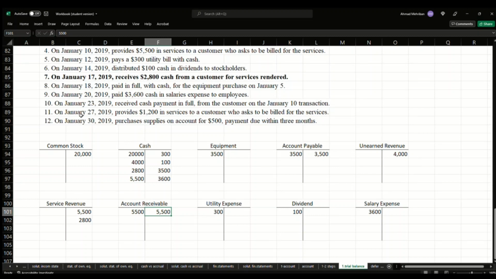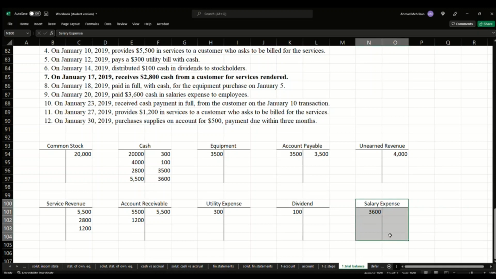And then we have the 27th, provide 1,200 in service to a customer who asks to be billed for the service. So again, we provide service. Provision of service is 1,200 on service revenue. And the customer says, please send me the bill. So he says, I will owe you the money. So we record it to accounts receivable. And lastly, on January 30, we purchased supplies on account for 500 and payment is due within 3 months. Purchasing supplies, we don't have that account, so I'll create another one.